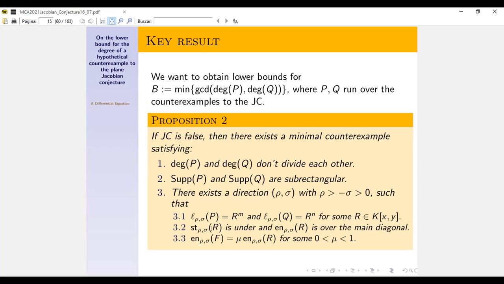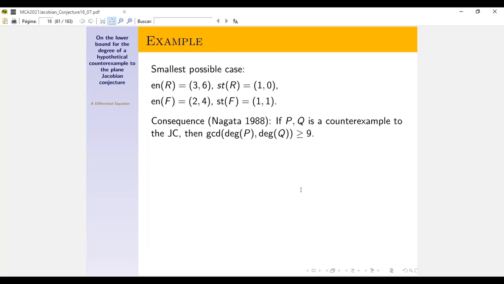The other is that the starting point of R is under the main diagonal, and the endpoint of R is over the main diagonal. Okay, so this is also a condition. And the endpoint of F is some constant times the endpoint of R, and the constant is between 0 and 1. And this condition on the direction tells us that the vector of that direction is between 0 and -π/4.